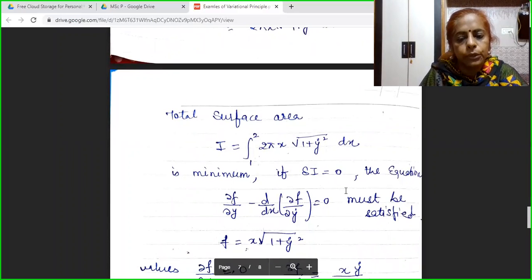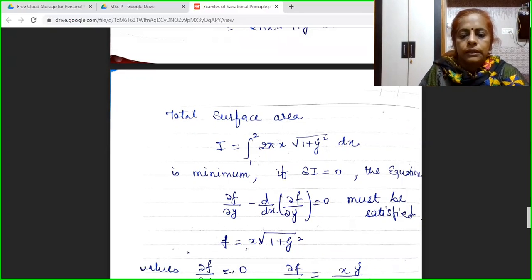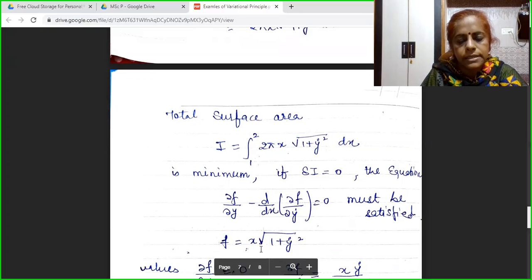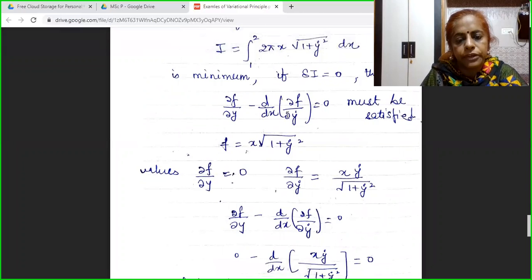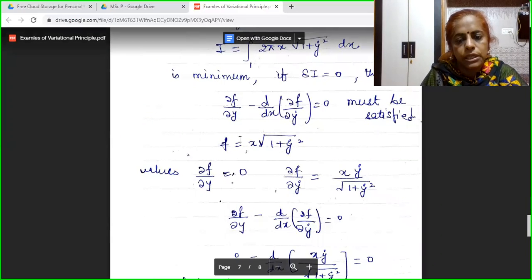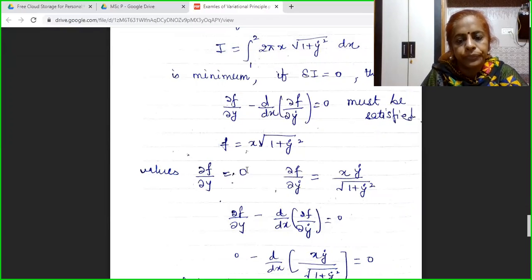For this purpose, we already know that the equation that must be satisfied is a second order differential equation: del f by del y minus d by dx of del f by del y naught equals 0. This 2 pi is constant. This is my function f: f is x root of 1 plus y naught square. To solve this expression, we have to find del f by del y. Since there is no y term, this differential will be 0. Now I am going to solve the differential with respect to y naught.